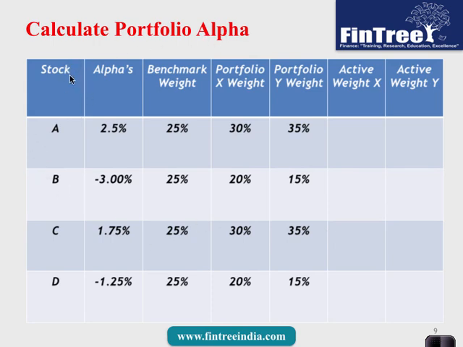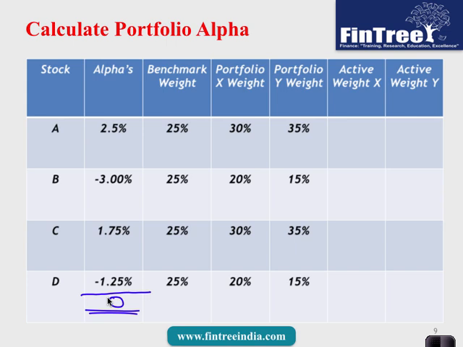Let us say we have a portfolio which is made of 4 stocks, stock A, B, C, D. For each of the stocks we have an alpha. Now one thing that you would observe is that if you take the total of these alphas, it has to come to 0. Why does it have to come to 0?